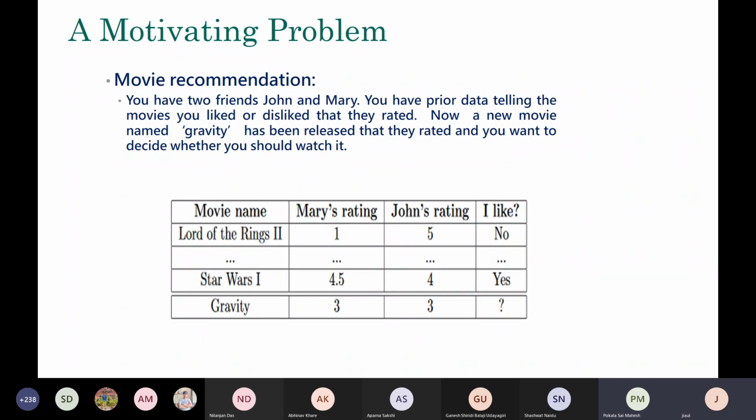Mary watched it and gave it a rating of 3, and John gave it a rating of 3. The system needs to decide whether you are going to like this or not. So it's a yes or no kind of thing, just a binary classification problem on this data. I'm going to use this simple example to illustrate the main idea of deep learning. So what do you do?